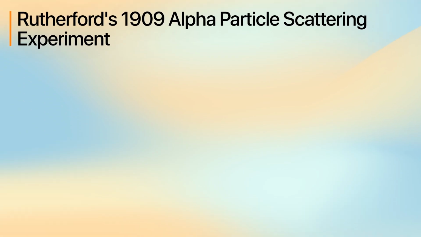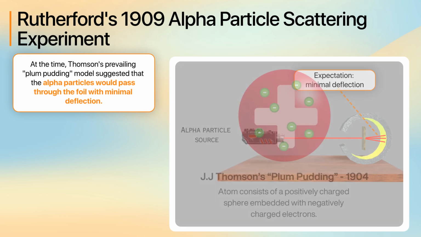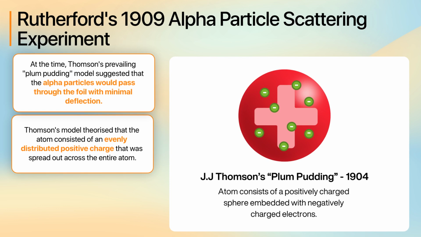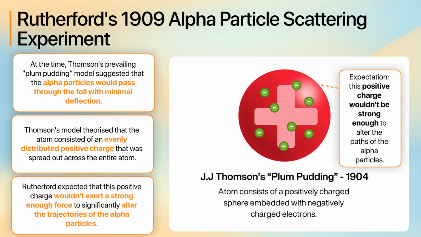In this experiment, they fired positively charged alpha particles at a thin sheet of gold foil to see how the alpha particles would react with the atoms in the gold foil. Based on the prevailing Plum Pudding model, they expected the alpha particles to pass through the foil with minimal deflection, that is, in a straight line. This is because Thomson's model theorized that the atom consisted of an evenly distributed positive charge that was spread out across the entire atom. From this, Rutherford expected that this positive charge wouldn't exert a strong enough force to significantly alter the trajectories of the alpha particles. Let's see what happened in reality.